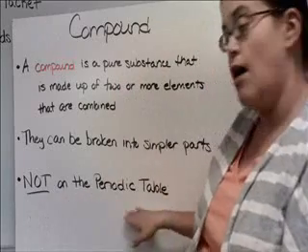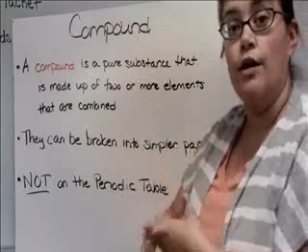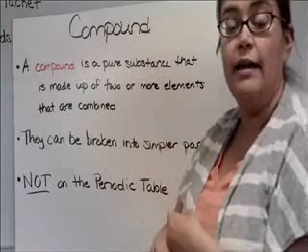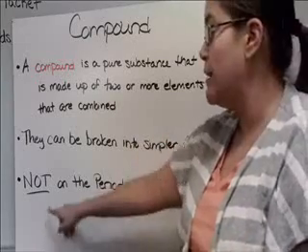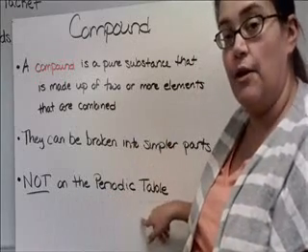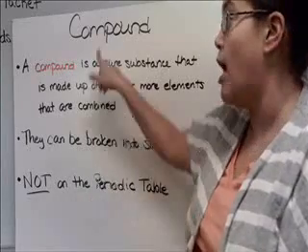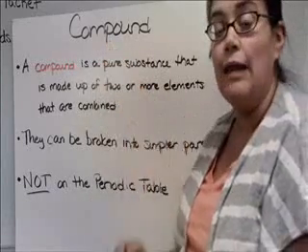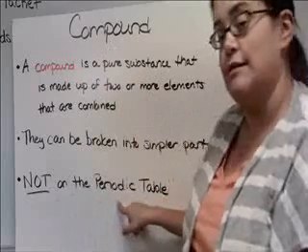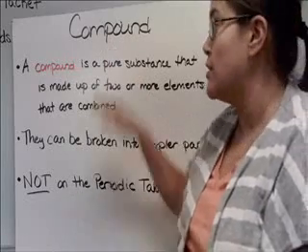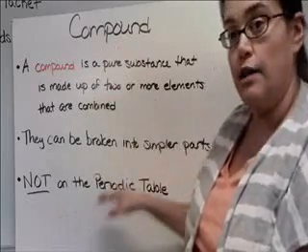Compounds are not on the periodic table. So water, carbon dioxide, carbon monoxide, compounds you may have heard of, none of those will be listed on the periodic table because they are not elements, they are compounds. But the elements they are made up of, those will be listed on the periodic table separately. But the compounds themselves are not on the periodic table.